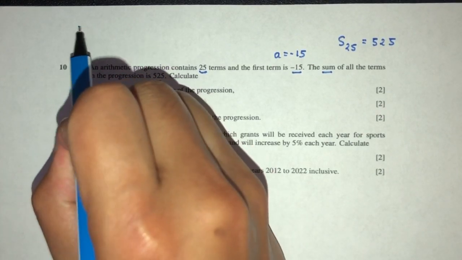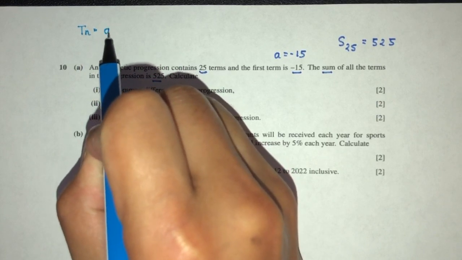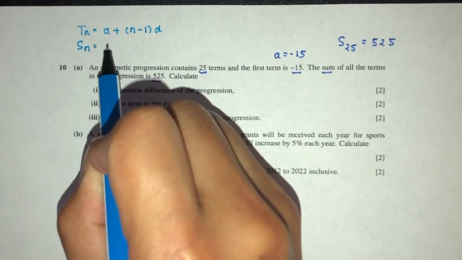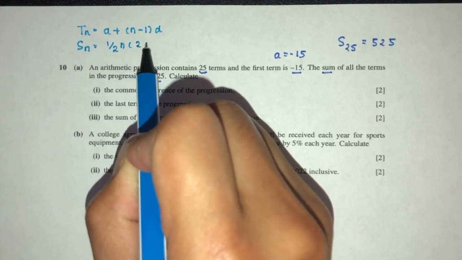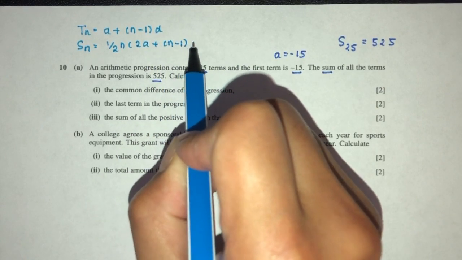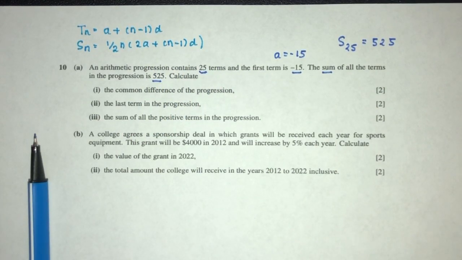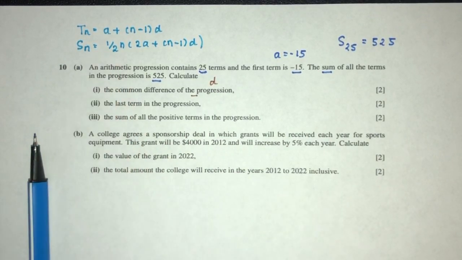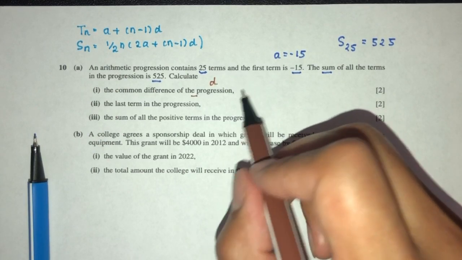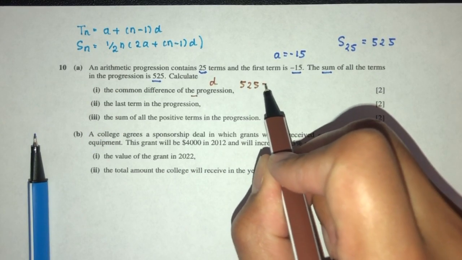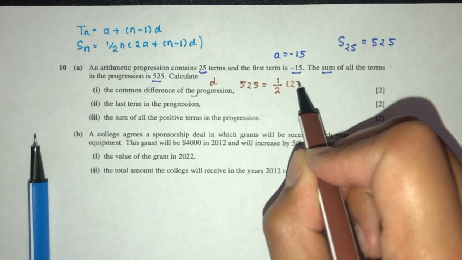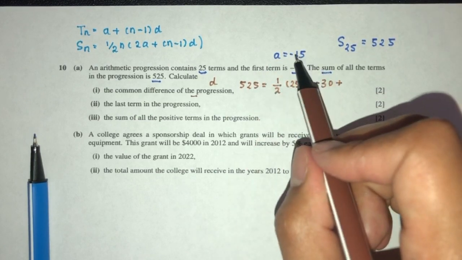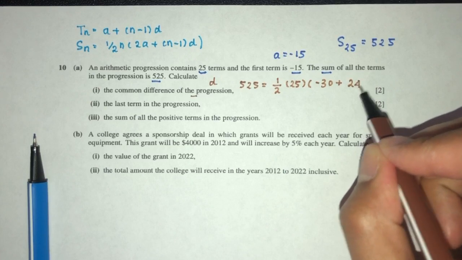For example, I know the nth term has to be a plus (n minus 1) times d. The sum of the first n terms is half times n times (2a plus (n minus 1) times d). Okay, so next step, we have to find the common difference, so the value of d. So we have to replace back in the equation here. So S of 25 is 525, equal to half times 25 times (2 times a, which should be minus 30, plus n minus 1, which is 24, times d).